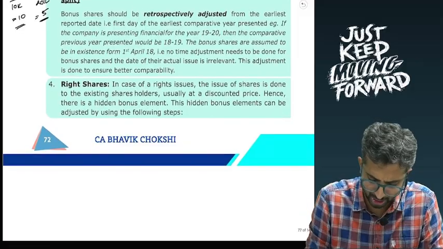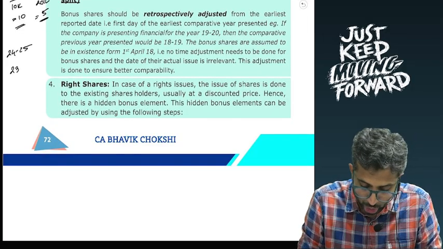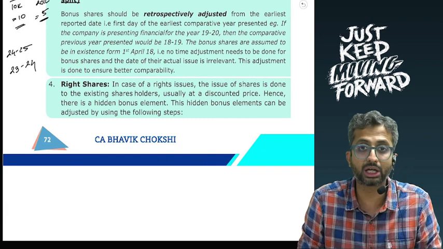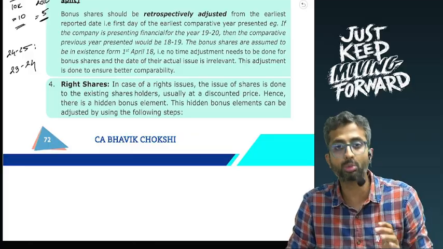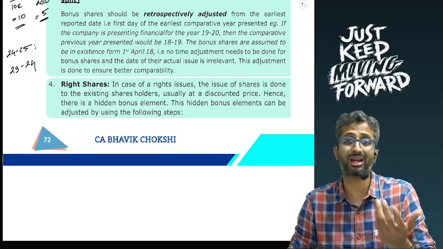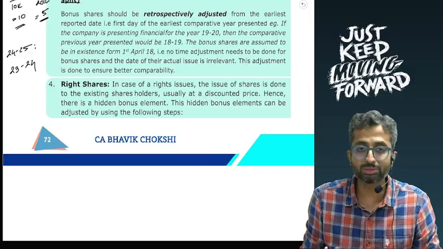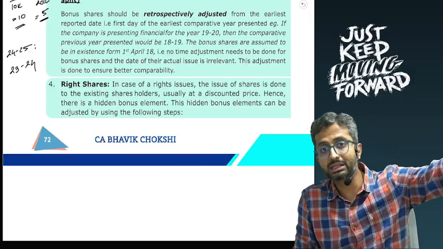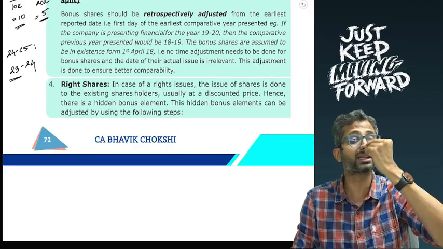So for example, currently you are preparing the accounts for the year 24-25. You also need to give the comparable for the year 23-24. As a matter of fact, during the year 24-25, you issued bonus shares. So there is 10,000 plus 10,000. But in the year 23-24, there were actually no bonus shares. However, the standard says that you can assume that these bonus shares would be in existence from the earliest reported date, that is from 1st April 23. As a matter of fact, they were not.